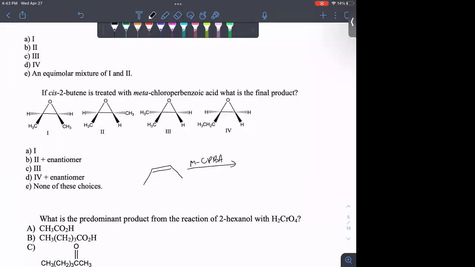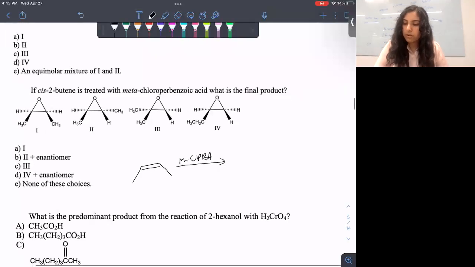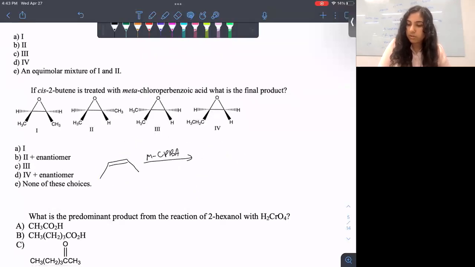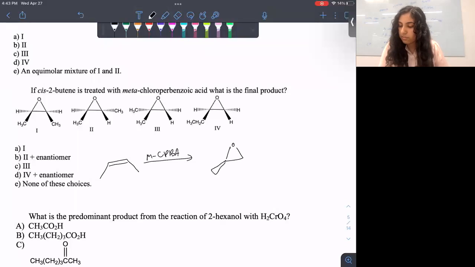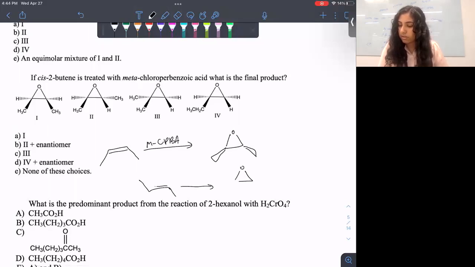A, maybe? Yeah, it would be A. So the thing you need to know about epoxides is that the stereochemistry of the alkene stays the same after epoxidation. So if we start with a cis alkene like this, then the substituents in the end are also going to be cis. If we started with a trans alkene and we epoxidate it, the substituents are also going to be trans.